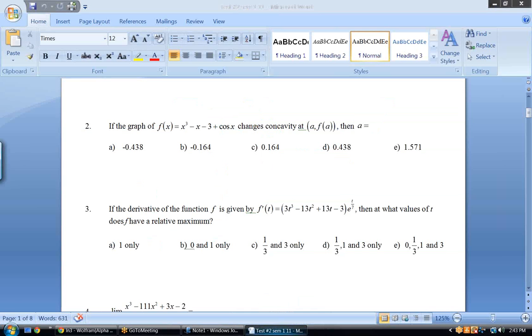So on this problem here, we want to take the second derivative of that, set it equal to 0, and that will be the value of x where my inflection point is, and then I can plug that value in to solve for f of a. So let's do that.